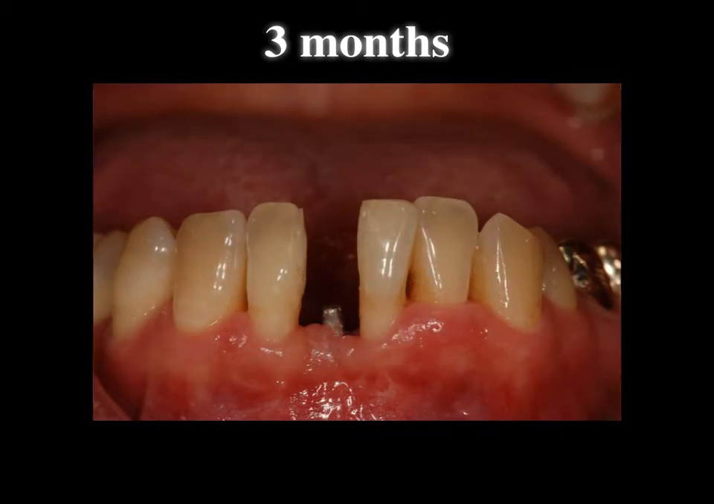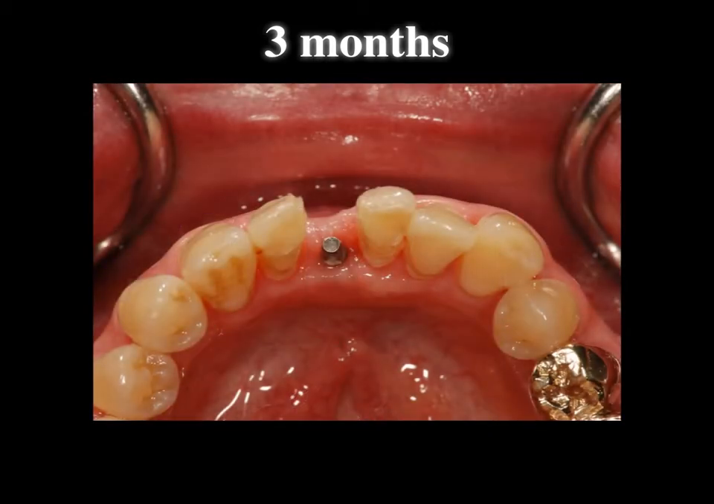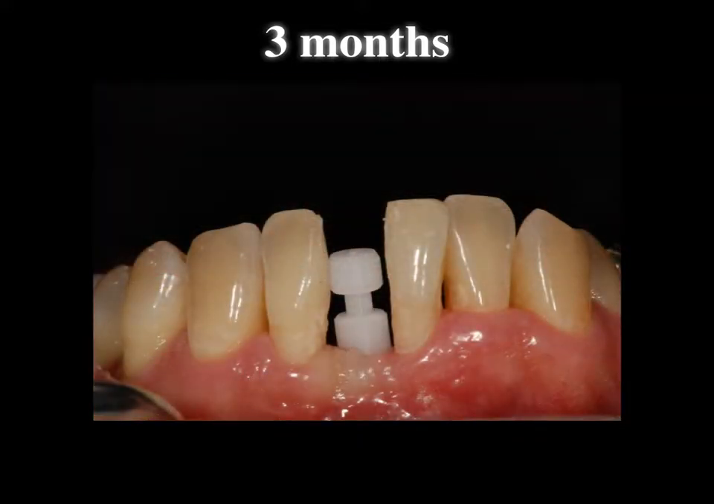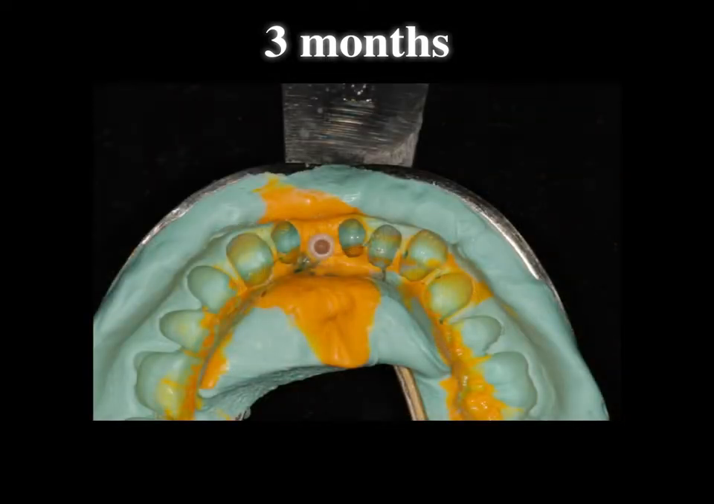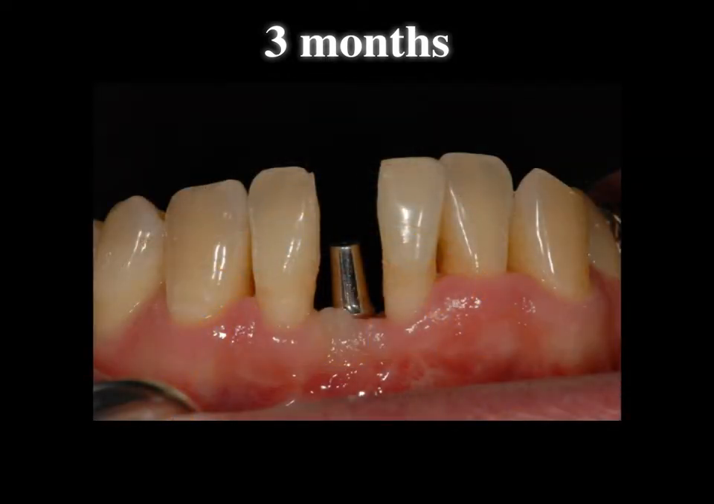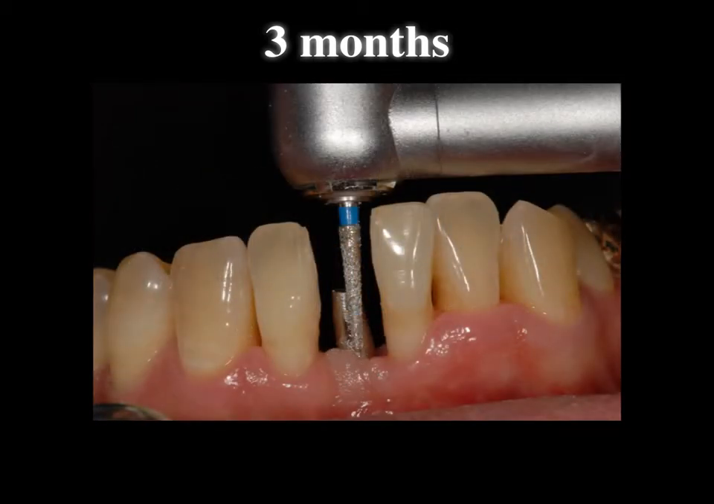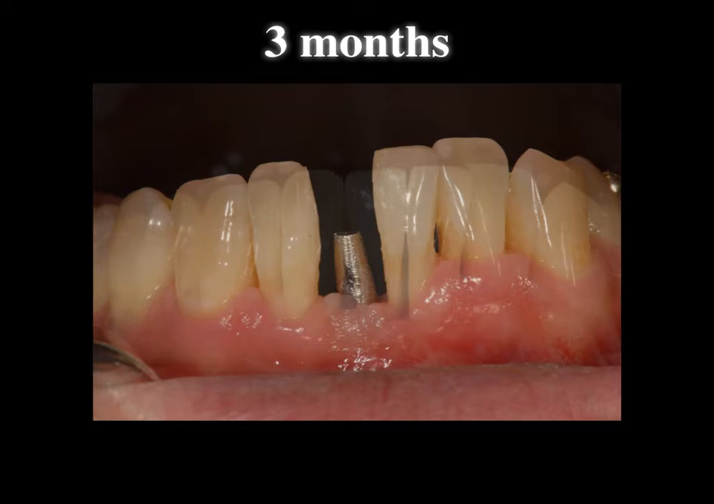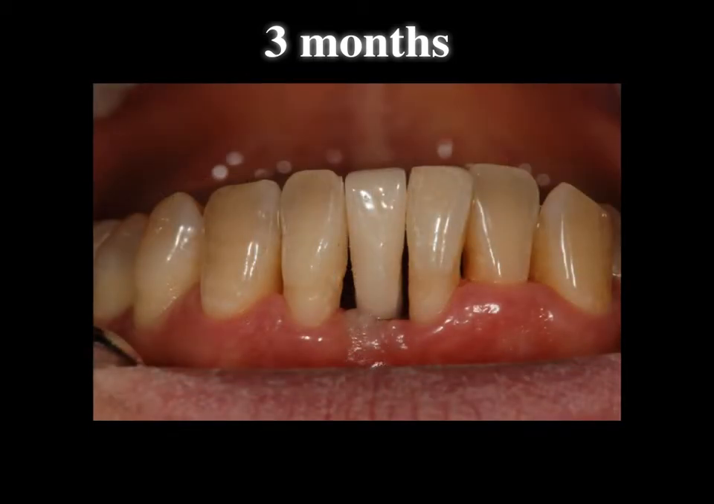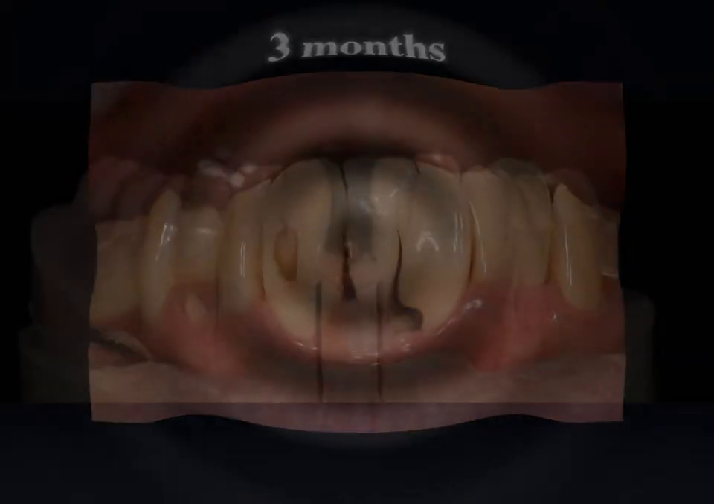Provisional was removed, and this is how much buccal bone was present at 3 months. Impression coping was placed, final impression was taken, a bump was placed, and it was modified intraorally. And this is how it looked, and an implant provisional was provided until the final restoration was ready.